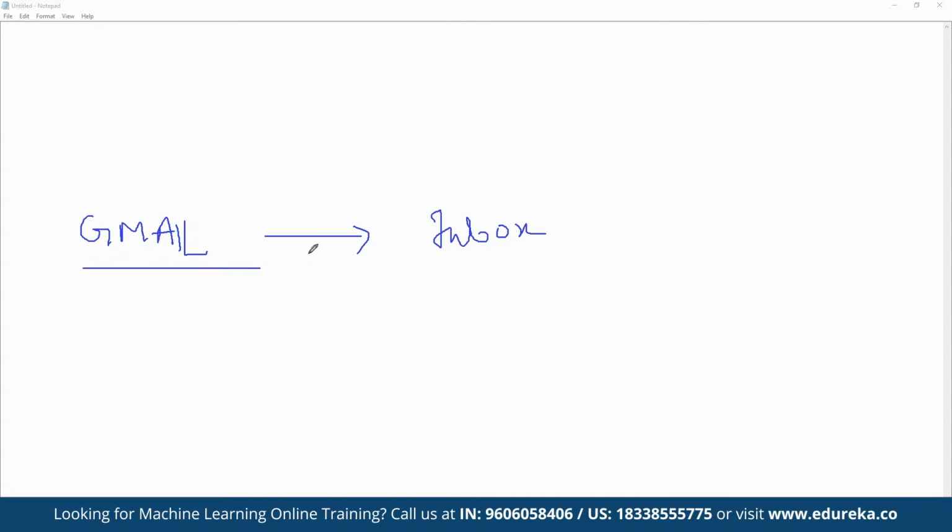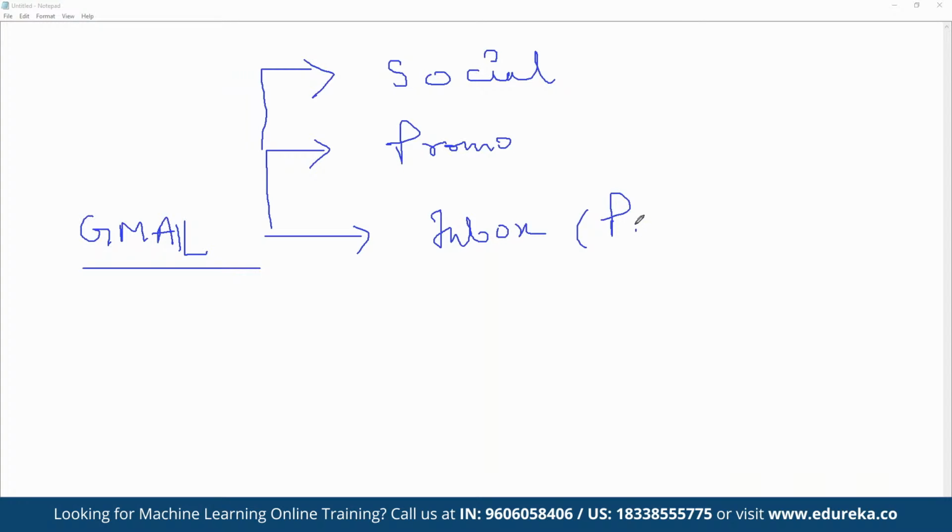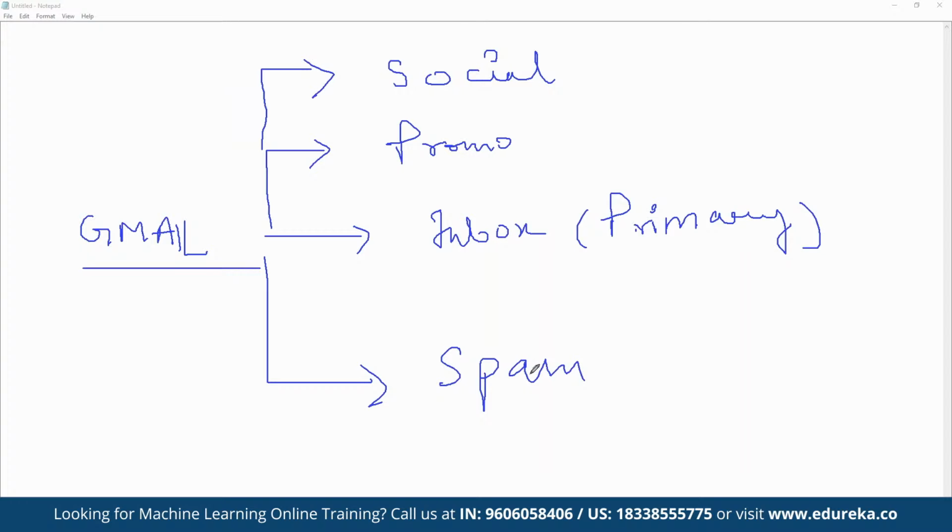But now there has been multiple segregation. Now we have a separate inbox for promotional email. We have a separate inbox for social email as well. We have a separate inbox for our primary email, and then we have a separate inbox for our secondary email as well, or we can say for our spam folder as well. So now we don't have to define which email is going to be put under social, promo, primary, or spam. These things are automatically handled by Gmail itself.